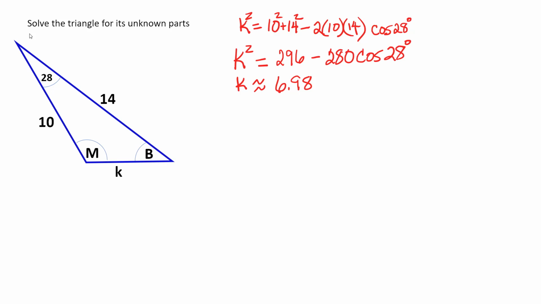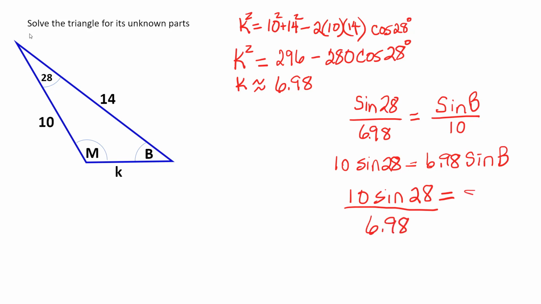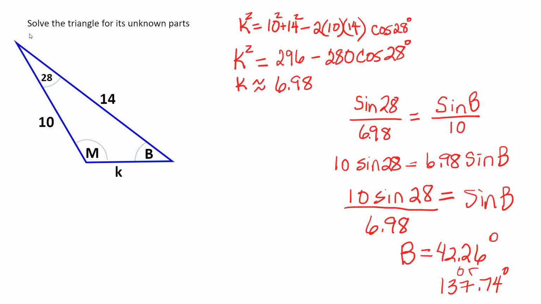All right, so we can now use law of sines to find the other angles. So sine 28 over 6.98, which we just found, is equal to sine b over 10. If we cross multiply and divide by 6.98, that is sine b. If we punch that into the calculator and take inverse sine, b comes out to be 42.26, or it could be 180 minus that. Clearly it is acute, but we'll see what happens.